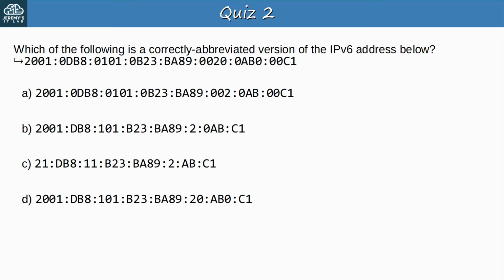The correct answer is D. All of these abbreviations involve removing zeros, but remember that you can only remove leading zeros from an IPv6 address to shorten it, the zeros at the beginning of the quartet. So only D is a correct abbreviation of the address. Let's go to question 3.